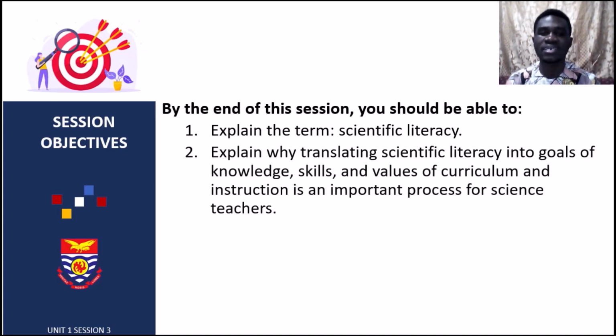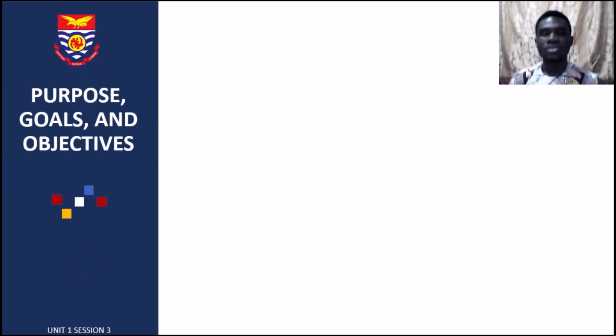Secondly, explain why translating scientific literacy into goals of knowledge, skills, and values of curriculum and instruction is an important process for science teachers. So let's look at the purpose, the goals, and objectives. As science teachers or physics teachers, we must understand that in the science class, it's more or less like embarking on a journey. And in every journey, you must have a destination. In your destination, the main question is, what are you going to do? What are you going to achieve out of this journey?